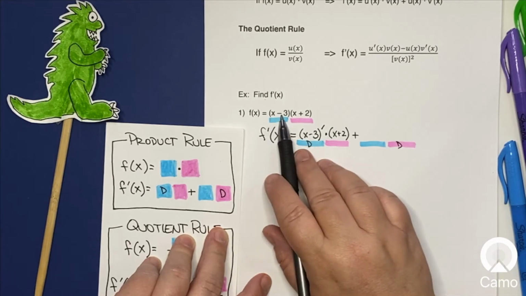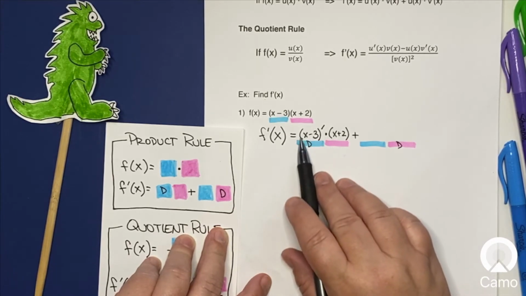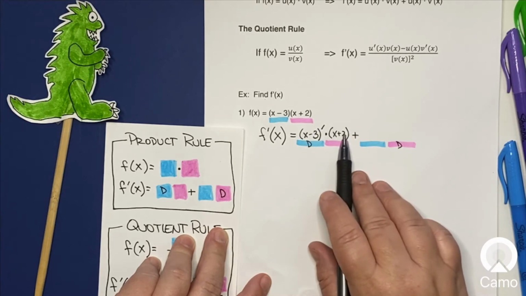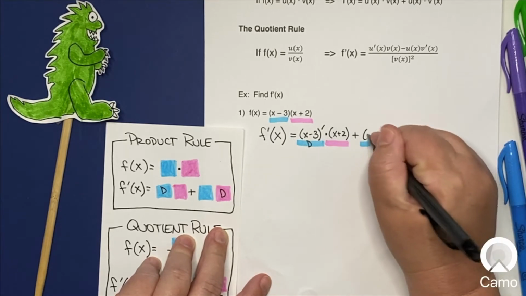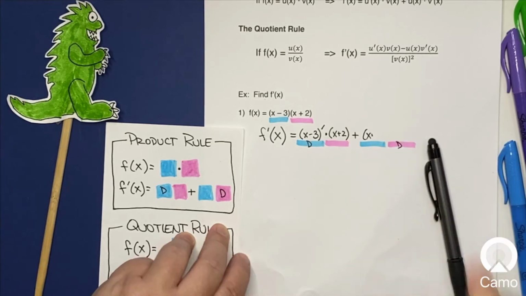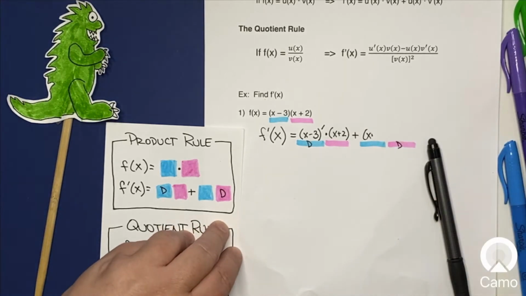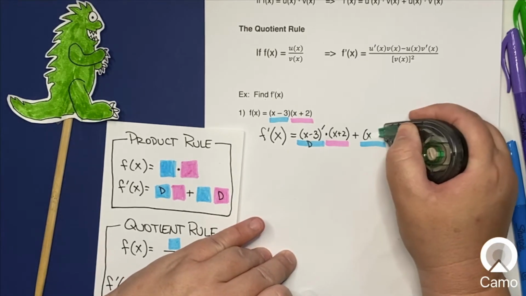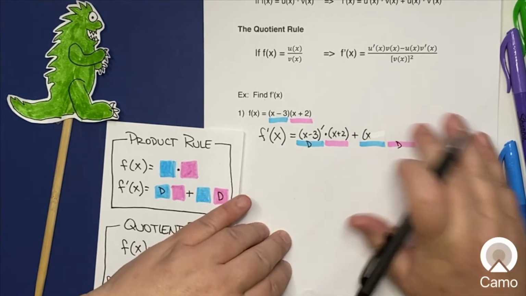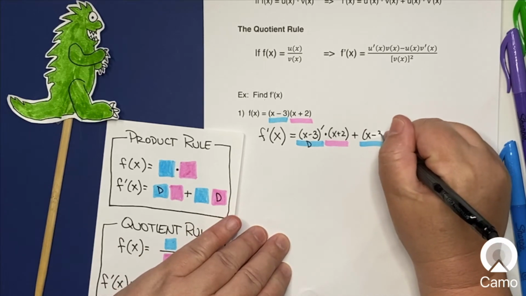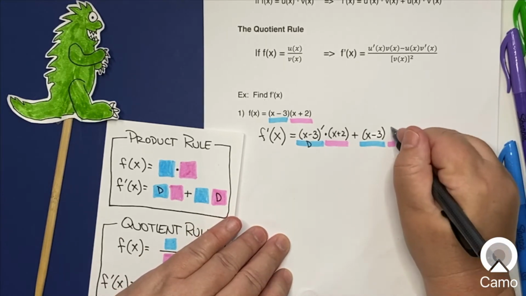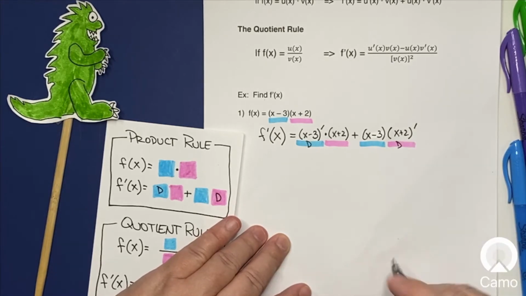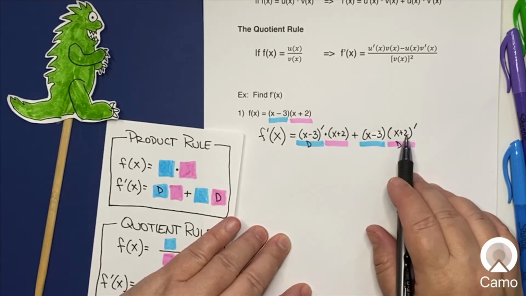So x minus 3 is my blue. I'm going to take the derivative of the blue times the pink, times the second one, plain. Then the plain blue one. Oops. I almost did a plus there. I got very excited about all my pluses. Sorry about that. So x minus 3, and then we're going to take the derivative of x plus 2. So they're taking turns differentiating.